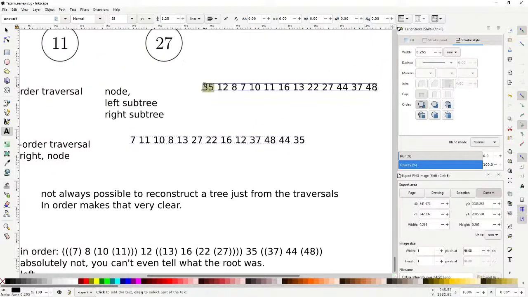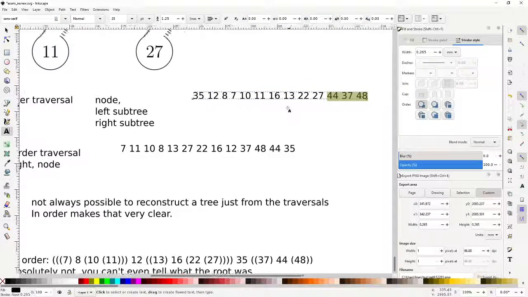From the pre-order traversal, all you really know is that this is the root, right? So this is the root, so clearly all of this has to be on the left side, and all of this has to be on the right side.